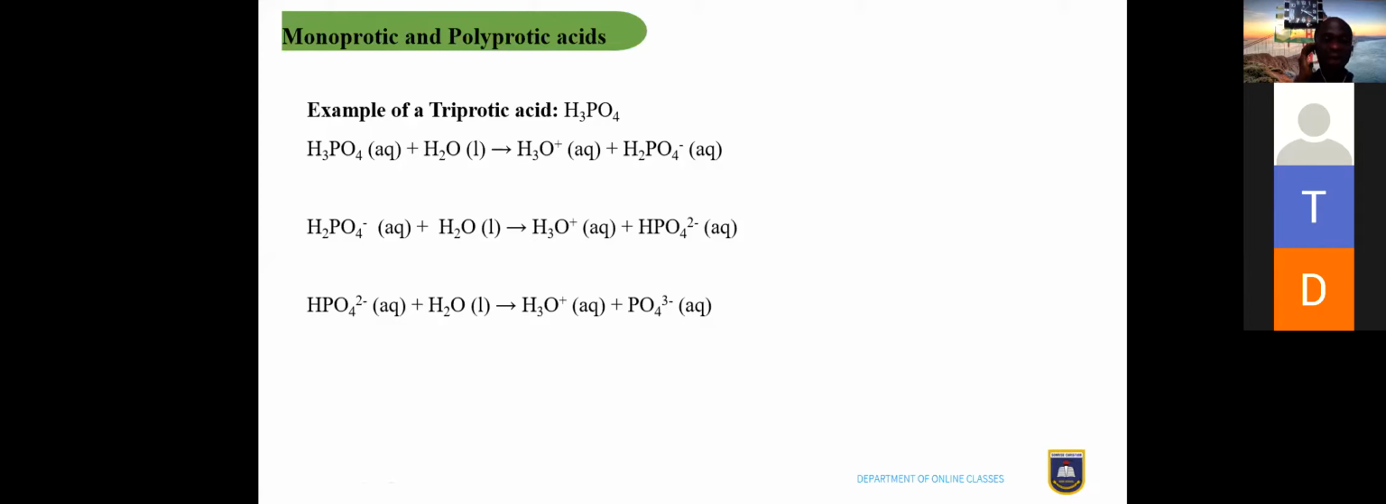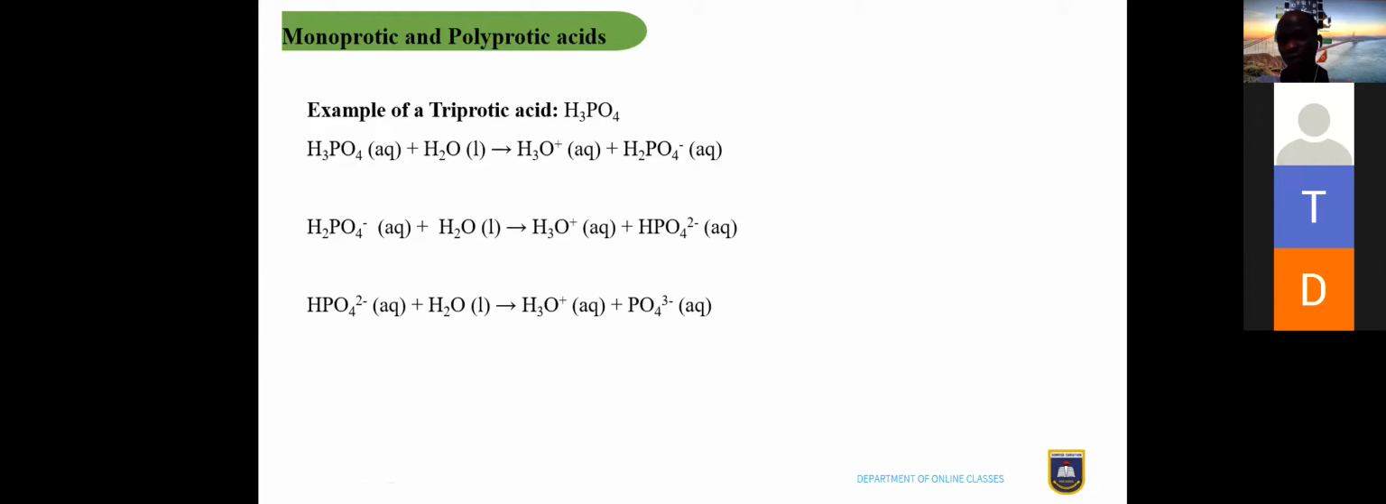Many times when we are doing this, we don't bring in the right arrows to depict that, because we are not really concerned about equilibrium. But some of these reactions are actually reversible, especially for weak acids like H3PO4. H3PO4 is a weak acid. Later on, you get to know which acids are weak and which acids are strong.